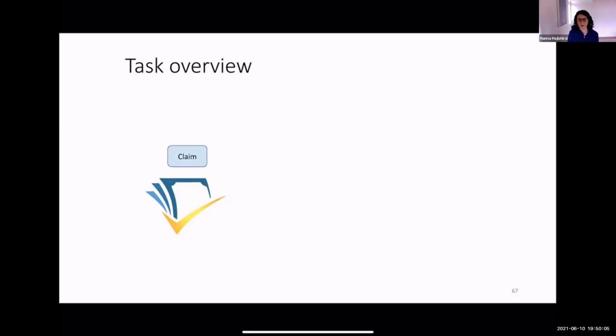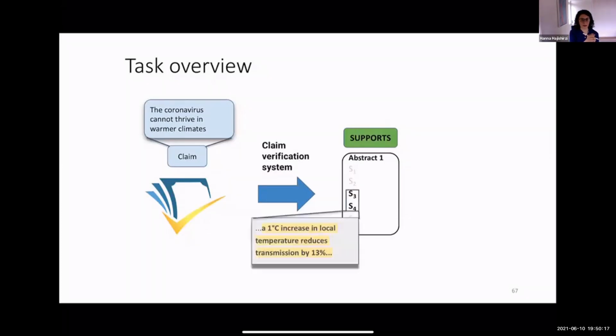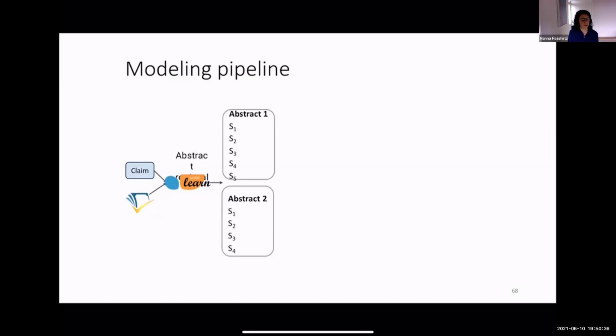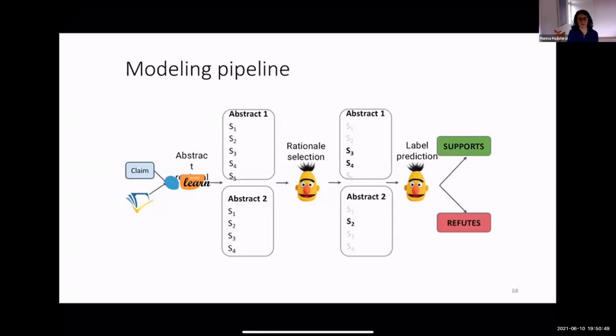We define this task where we take the claim. The goal is to build a claim verification system that finds an abstract relevant to this claim and finds the rationale sentences that potentially support or refute it. We follow a simple pipeline: first abstract retrieval, then selecting rationale sentences using BERT, and then label prediction, labeling whether it supports or refutes.